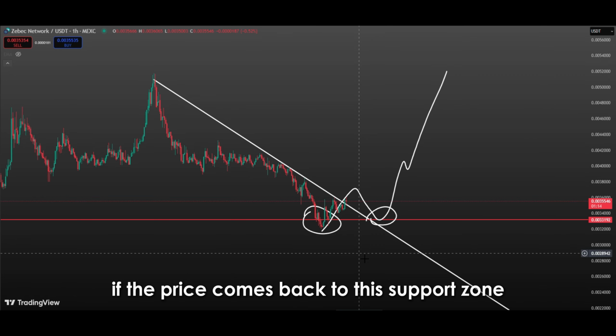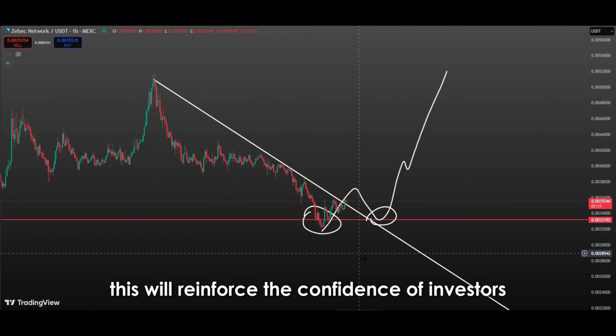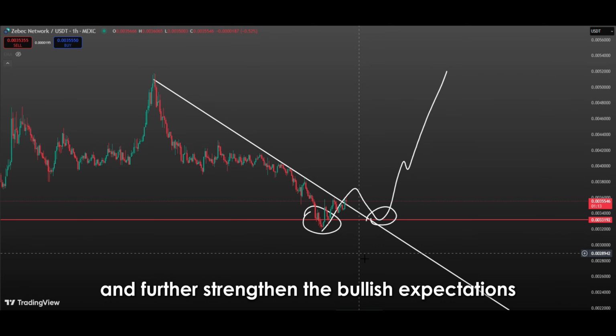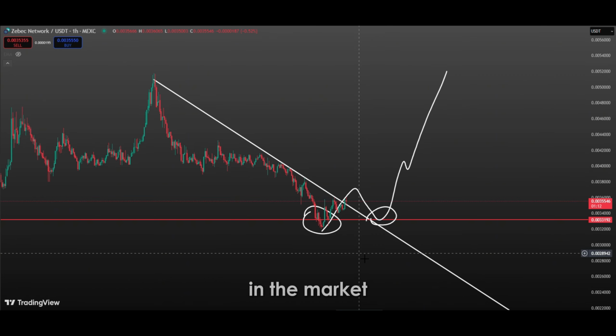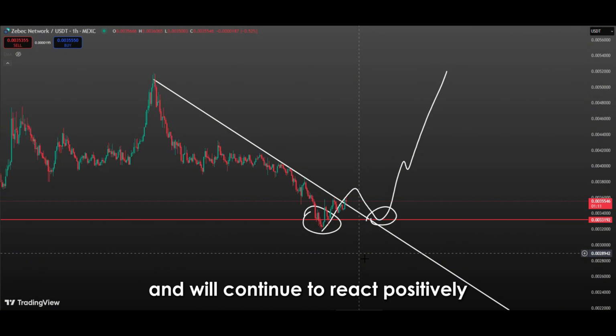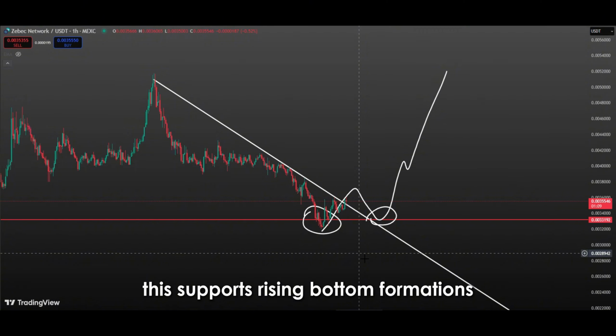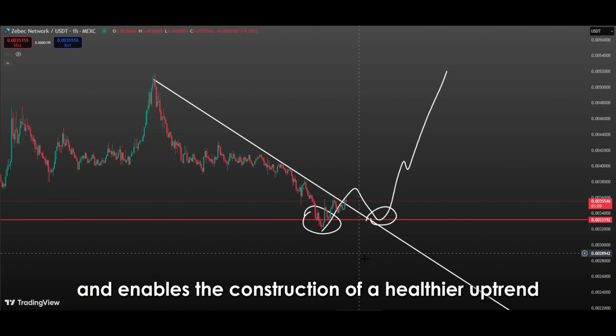If the price comes back to this support zone and manages to bounce strongly from here again, this will reinforce the confidence of investors and further strengthen the bullish expectations in the market. This is because investors will start to think that this area is a safe zone and will continue to react positively every time the price approaches this area in the future. This supports rising bottom formations and enables the construction of a healthier uptrend.